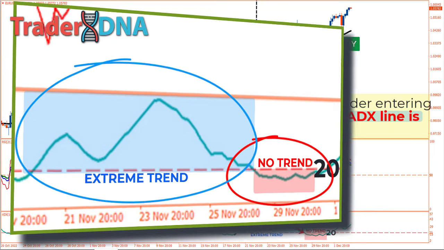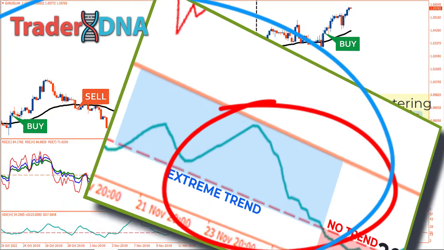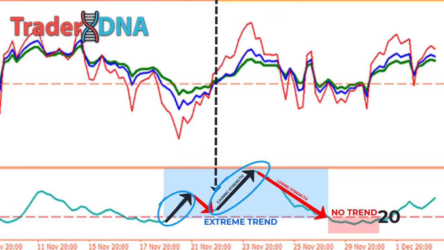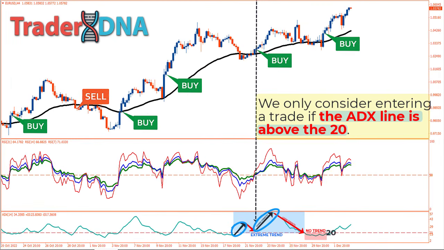We also need to look at which direction the ADX line is heading. If it is moving down, we do not trade because the current trend is losing strength. If the ADX line is above the 20 and is moving in an upwards direction, we have everything aligned as far as ADX is concerned to signal a valid entry to the market.